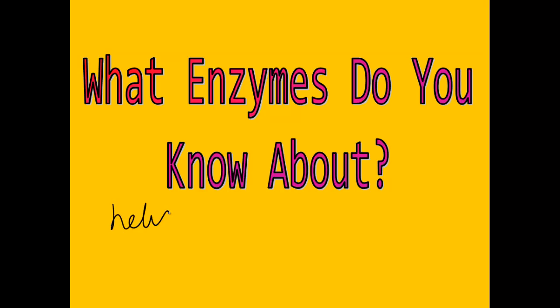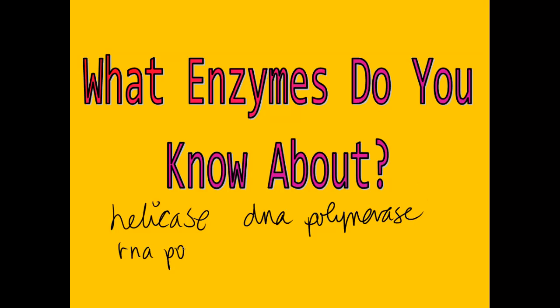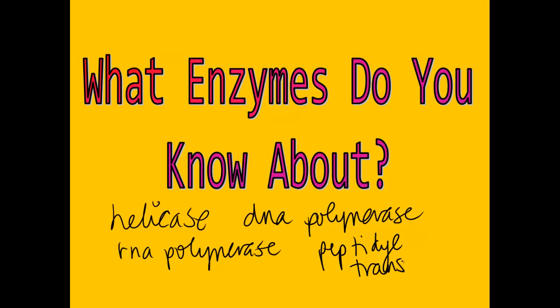So we've already talked about some enzymes. We've talked about helicase that chops up the hydrogen bonds in DNA. We've talked about DNA polymerase that forms the sugar phosphate backbone during DNA replication. We've talked about RNA polymerase, which forms the backbone when you're making messenger RNA. We've also talked about peptidyltransferase, which is the enzyme that forms that peptide bond between two amino acids at the ribosome.